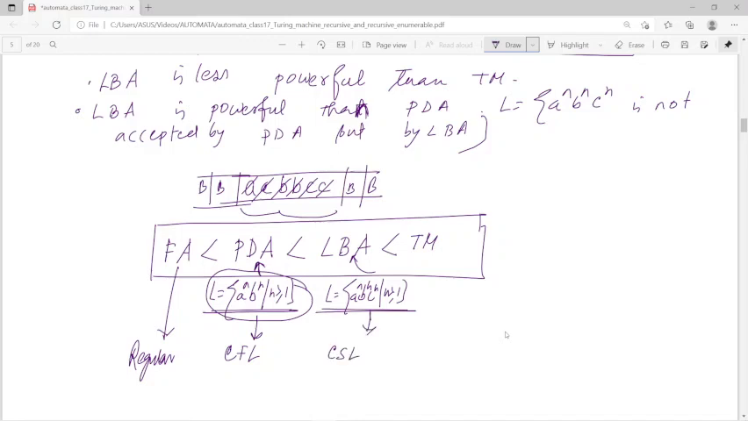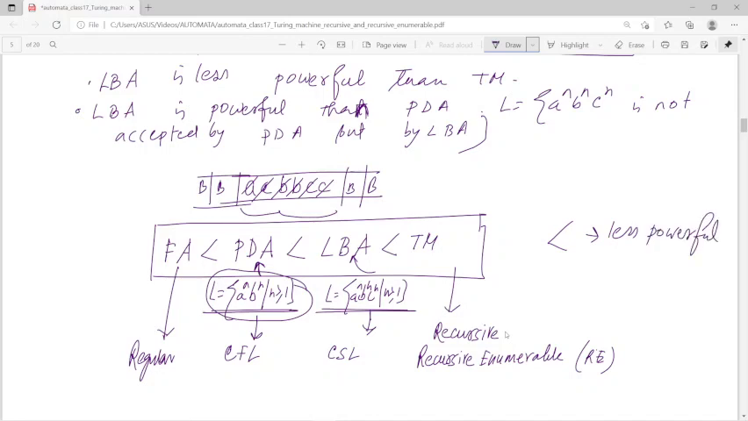And this is the Turing machine, where there are two types of language. One is the recursive language, and one is called recursive enumerable language, that is RE. This is the recursive enumerable. We will come to this. That means this is less powerful in terms of recognition of language, and that is the case.